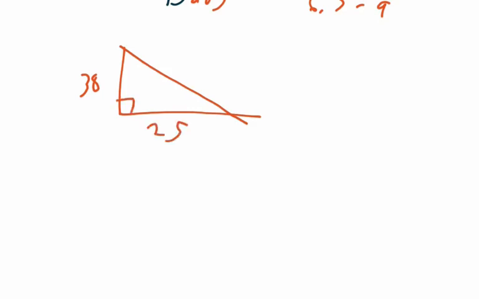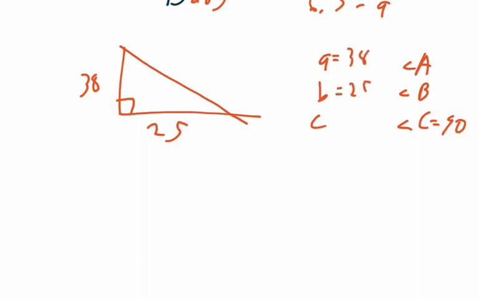For part B, it asks another question where this is 38 and this is 25, and we have a right angle and we need to solve all three of these that we have left. So A is 38 and B is 25. So what I'm going to do is 38 squared plus 25 squared equals C squared.